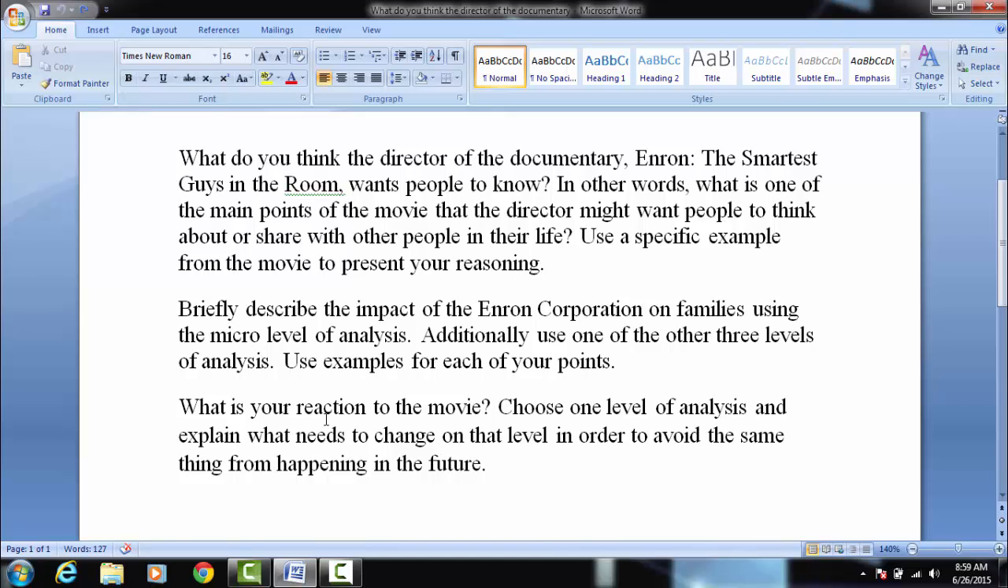What is your reaction to the movie? Choose one level of analysis and explain what needs to change on that level in order to avoid the same thing from happening in the future. Well, the first part of this, what is your reaction to the movie? That's a pretty basic question. Now, the next part involves a little bit more thought. Choose one level of analysis and explain what needs to change on that level in order to avoid the same thing from happening. In this case, we are choosing one level of analysis, and then we are explaining what needs to happen.